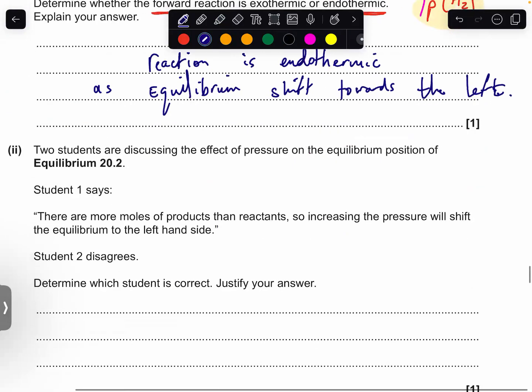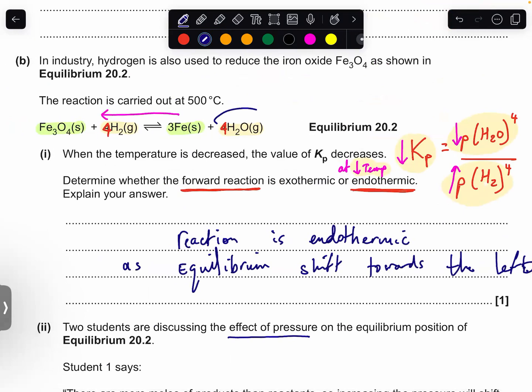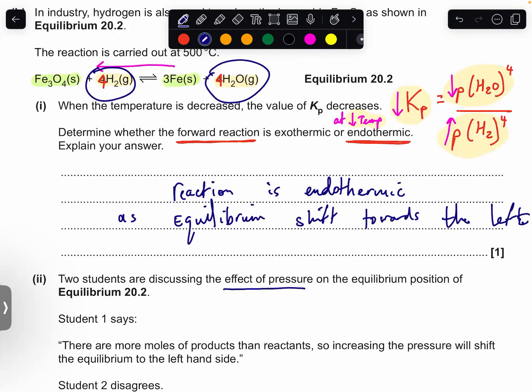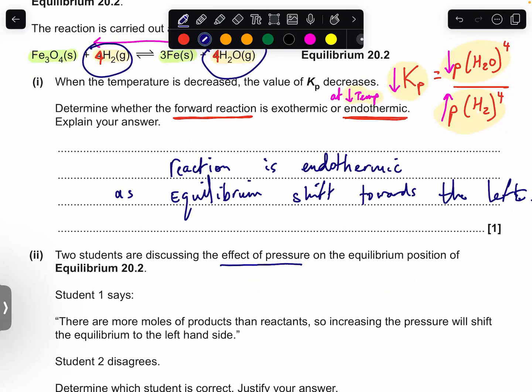This is an interesting question. 2 students are discussing the effect of pressure. Student 1 says there are more moles of products than reactants, so increasing the pressure will shift the equilibrium to the left-hand side. Student 2 disagrees. Determine which student is correct. You see, with pressure, we are only focused on the gases. And there are 4 moles on each side. Whether you increase or decrease the pressure, it will have no effect on the equilibrium position because there are the same number of moles of gases on each side.